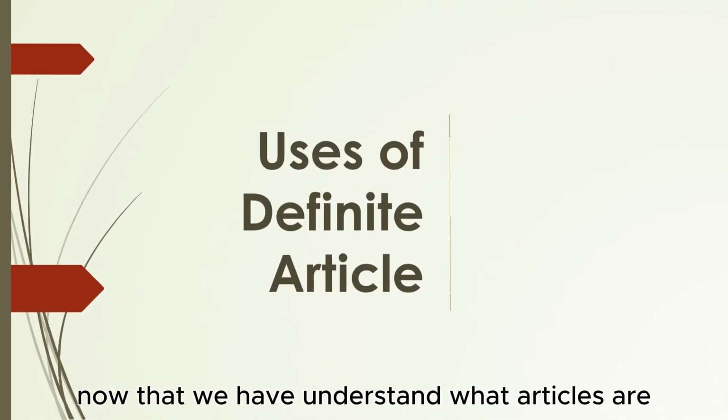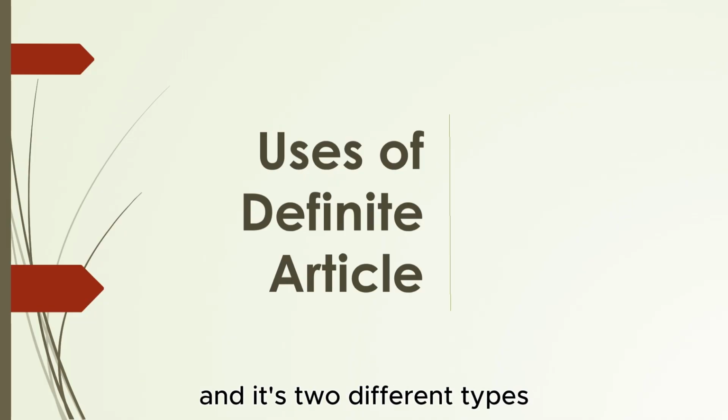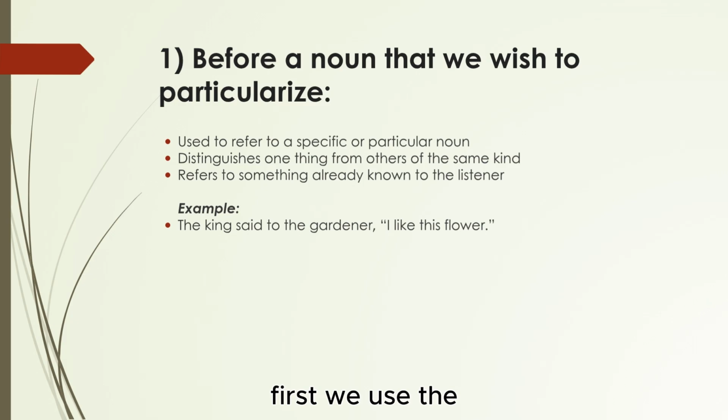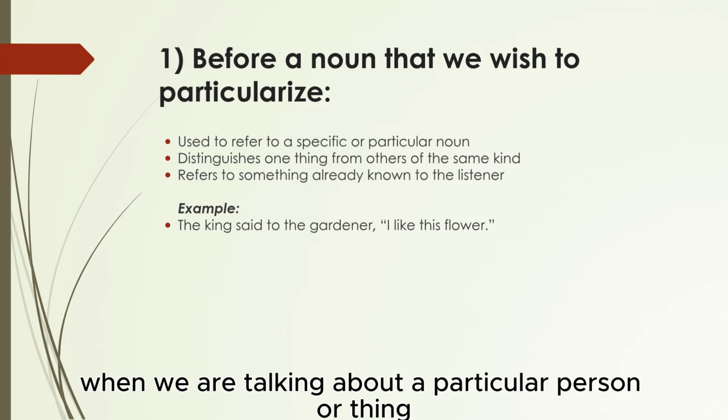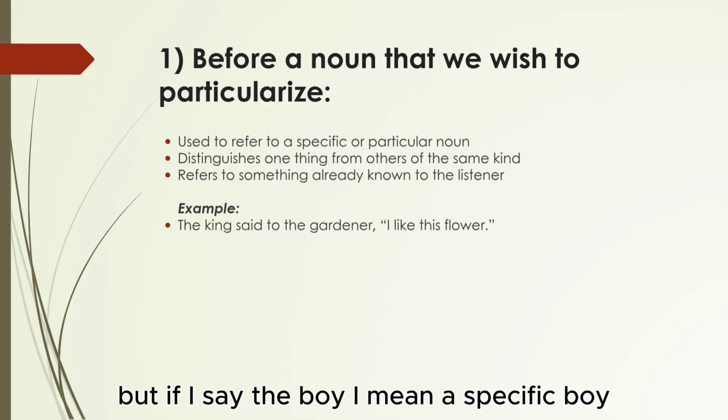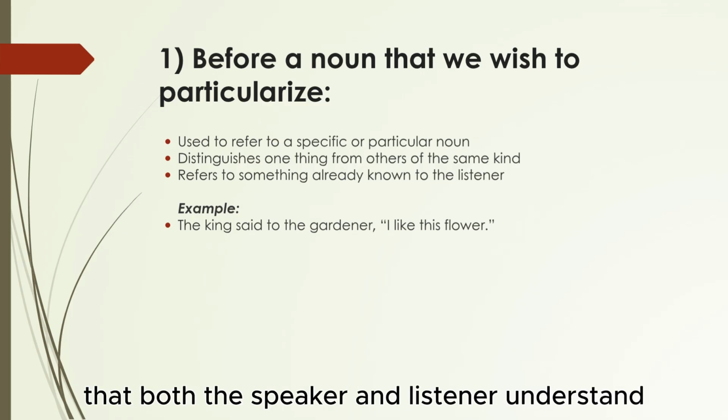Now that we have understood what articles are and its two different types, we will start by discussing different uses of definite article the. First, we use the when we are talking about a particular person or thing, not just any. For example, if I say a boy, it can be any boy. But if I say the boy, I mean a specific boy that both the speaker and listener understand.